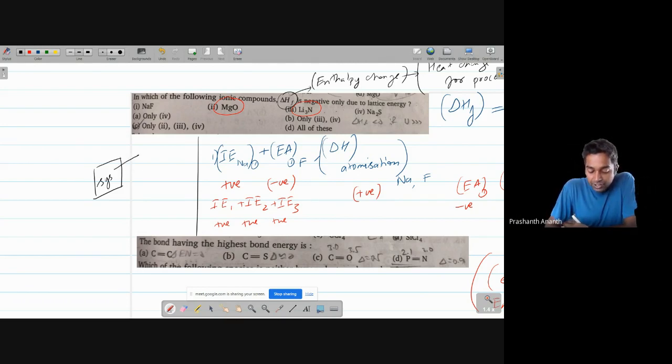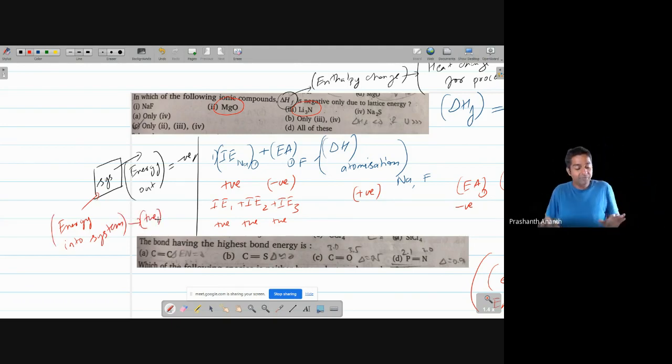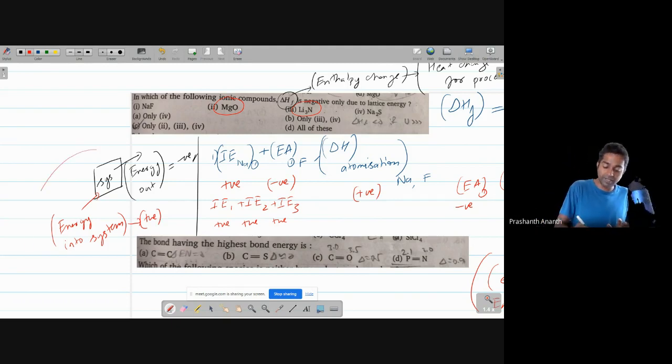If energy is going out of the system into the rest of the universe, then we give this particular thing a sign of negative. If energy goes into the system, we will generally be giving the sign as positive. Effectively, it's the same thing which you have learned in your atomic structure. All of that still applies. This is just making it more crystalline.